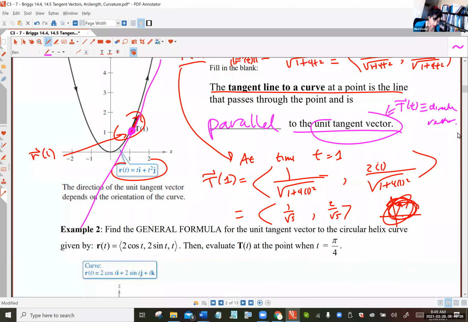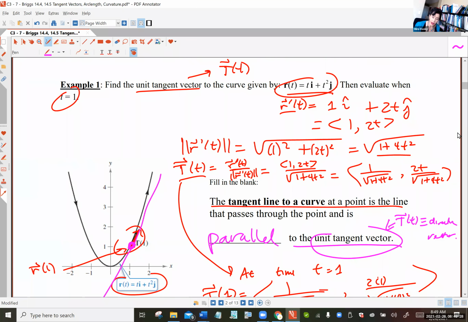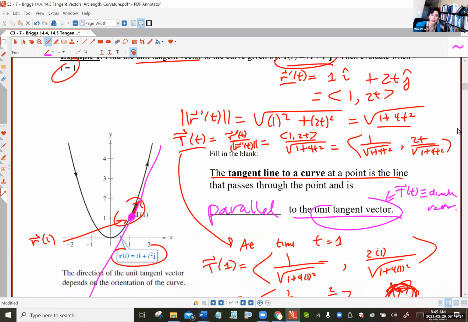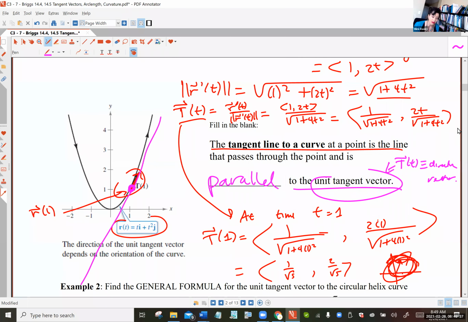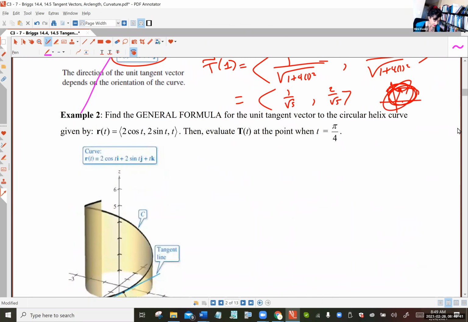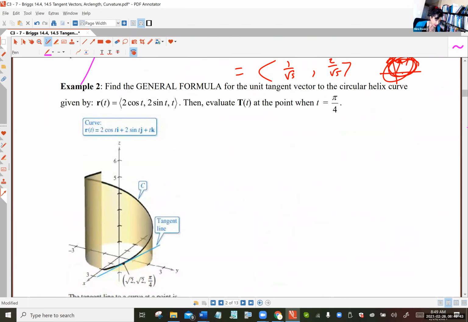So any questions so far? We just finished example 1. We found big T, the unit tangent vector, and we evaluated him when time t equals 1 second. Okay, now let's do one in 3D. That was a 2D example. We'll do one in 3D.